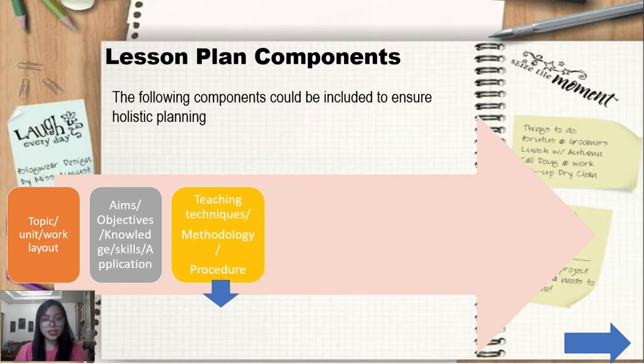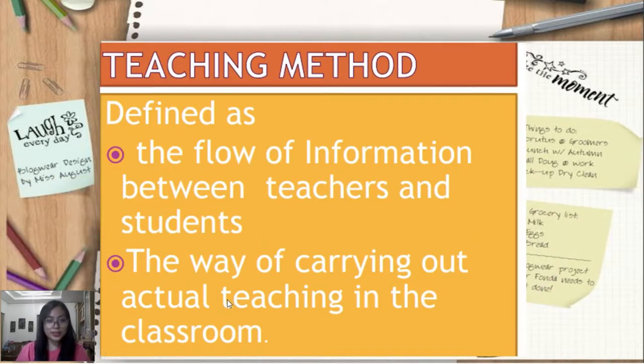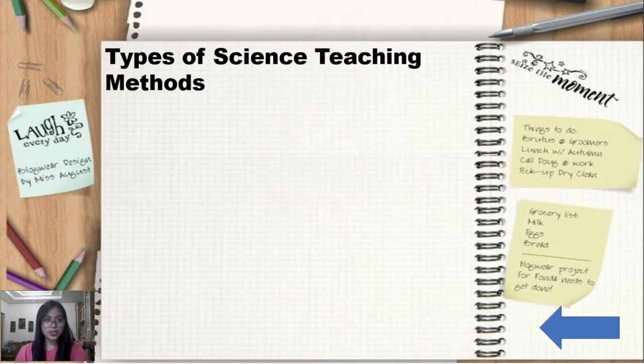Next is teaching techniques or methodology or the procedure. So teaching method is defined as the flow of information between teachers and students. So it is the way of carrying out the actual teaching in the classroom. So in our undergraduate studies, we are exposed to the different types of teaching methods. But I consider these teaching methods as effective in terms of science teaching methods.